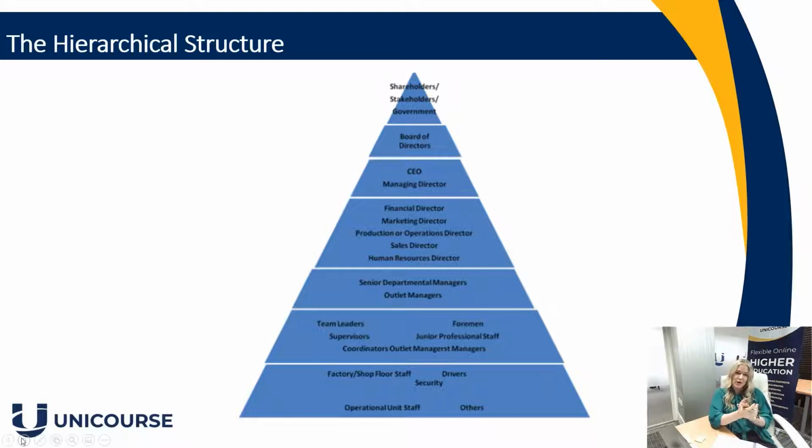But usually the chain of command means that the only person that hasn't got somebody overseeing them is the shareholders or the CEO or the person that's at the top of the hierarchical structure. And this works well for larger organisations.